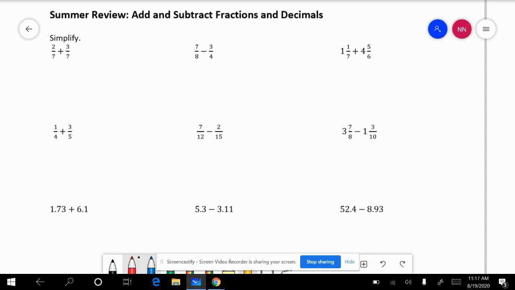We're going to be adding and subtracting fractions and decimals. The first one is adding two fractions. This is a little bit easier because we have a common denominator.